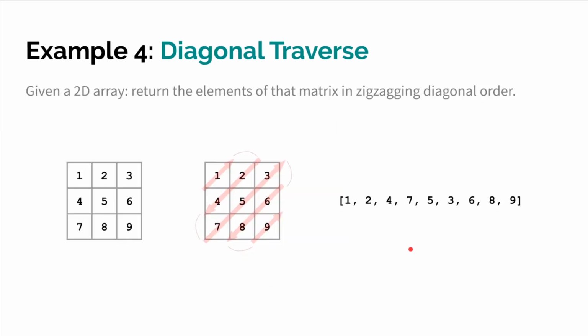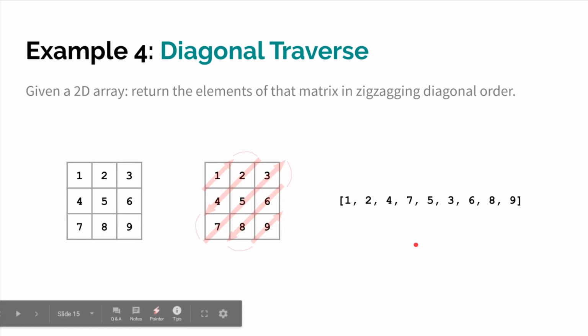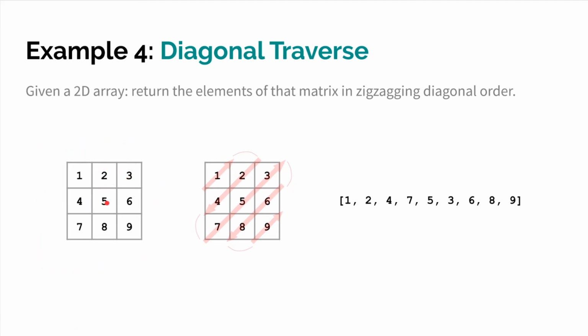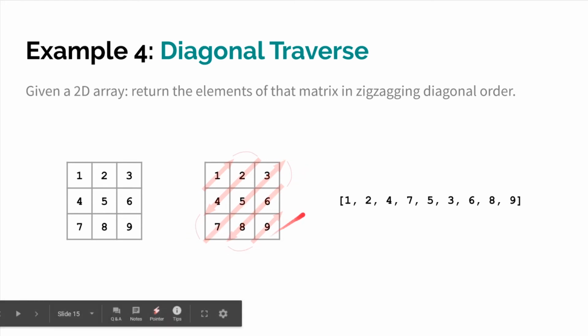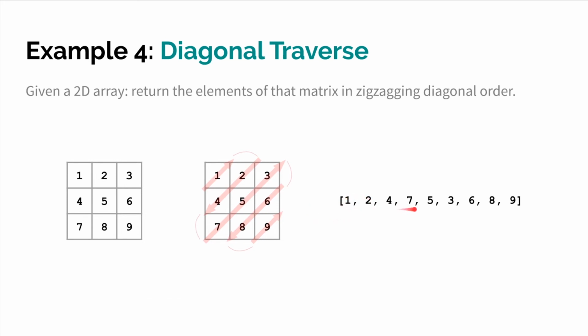So the next example problem will just be diagonal traverse. Given a 2D array, return the elements of that matrix in a zigzagging diagonal order. So you can, again, assume we have this simple 3x3 matrix with 1, 2, 3, 4, 5, 6, 7, 8, 9. And iterating through in a zigzagging diagonal order, I've sort of added arrows here, right? So we start off this way, get the 1, then move down to the next diagonal, 2, 4, move up to the next diagonal, 7, 5, 3, move down, 6, 8, 9. Right, so you see here 1, 2, 4, 7, 5, 3, 6, 8, 9 would be the array that we would return at the end.